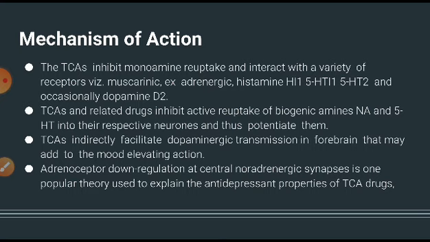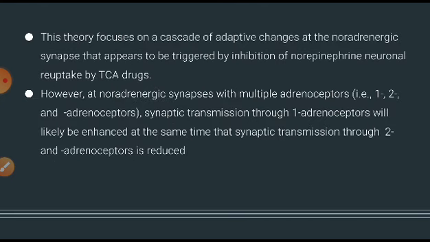Adrenoceptor downregulation at central adrenergic synapse is one popular theory. Here, I'll deviate a little and take you to the other receptors to see how it works. The downregulation at central noradrenergic synapse is one popular theory used to explain the antidepressant property of TCA drugs. This theory focuses on a cascade of adaptive changes at the noradrenergic synapse that appears to be triggered by inhibition of norepinephrine neuronal reuptake by TCA drugs.